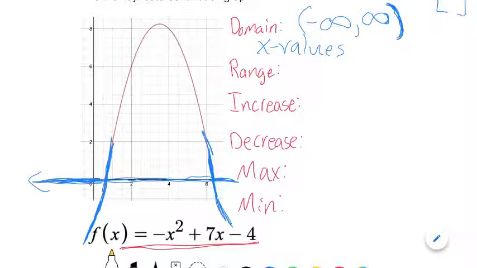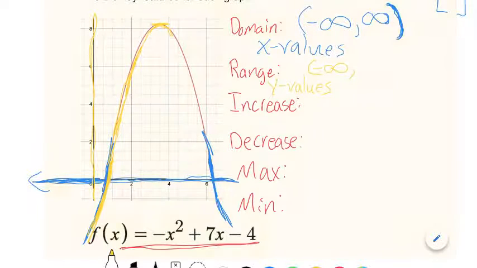Now going on to range. Range talks about our y values, looking at our y-axis, that up and down axis. Kind of like our x's, this graph is going to keep going down all the way to negative infinity. So our smallest y value is going to be negative infinity. But as the graph gets further up, it stops. There's not a bigger y value than right here.